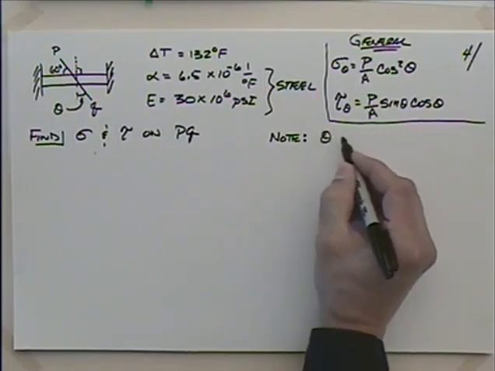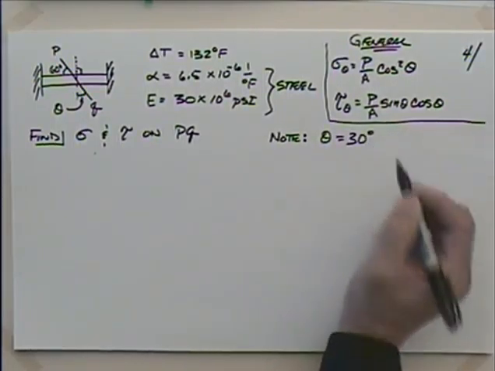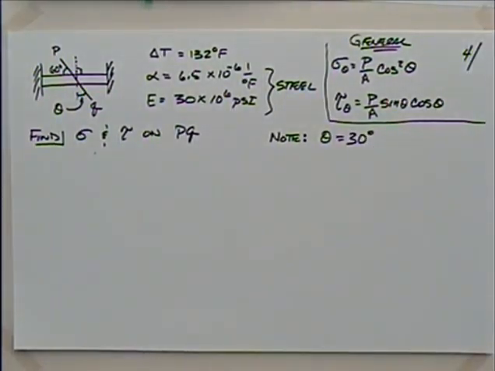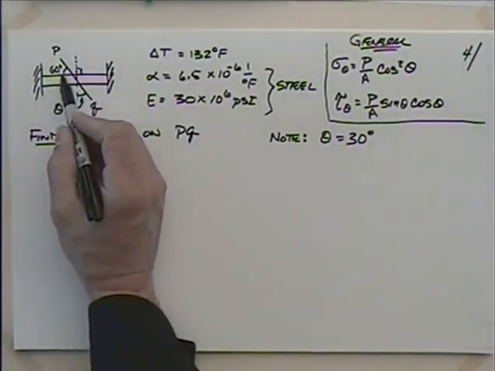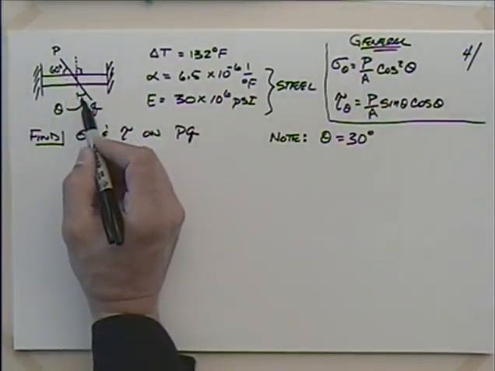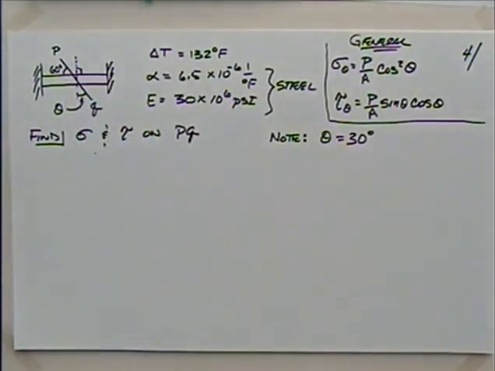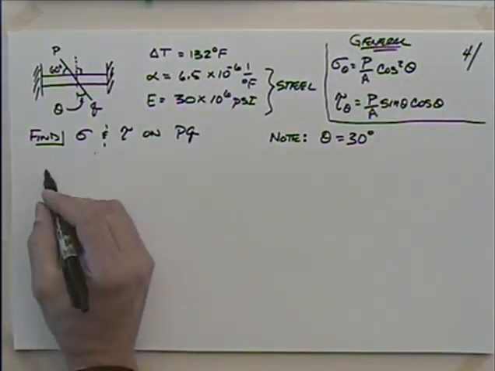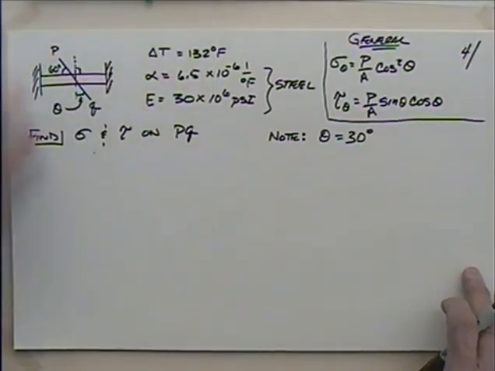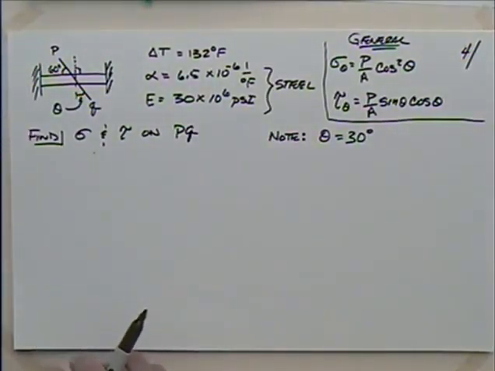Theta had better be what? 30 degrees, right? We could go back through the derivation with this angle defined this way, but it's probably easier to redefine our angle with 30 degrees and use the equations that we have already derived. Remember from our work last time, this is really a statically indeterminate problem.